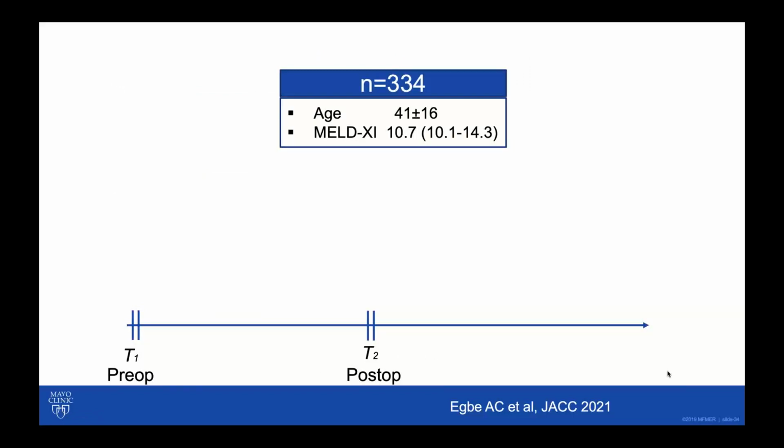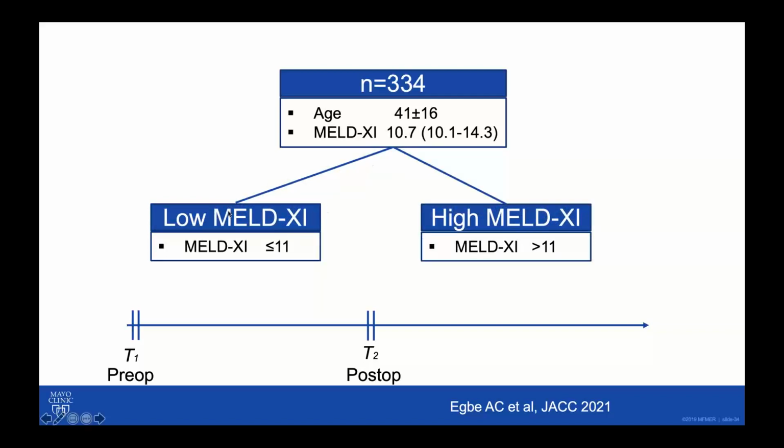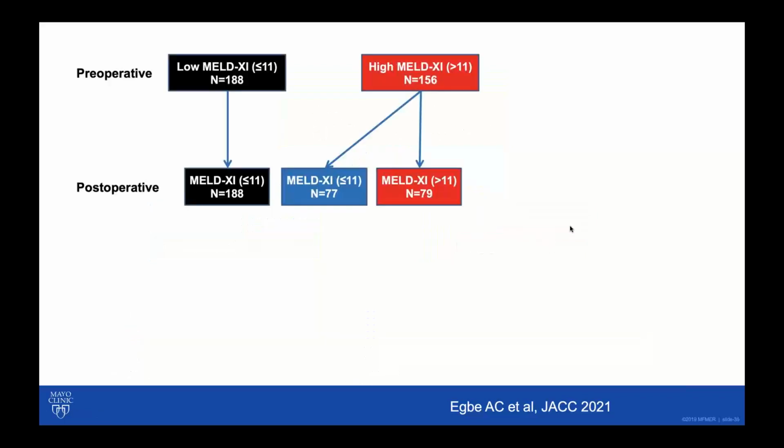So now let's look at what happens when we as physicians intervene, or the surgeon intervenes, in the patients. So we looked at a different subset of patients, 334, and we measured their MELD XI score at baseline, which is the last test before surgery, and post-op, minimum of 1 year post-op. So at baseline, we divided them into low and high, similar to what I showed you initially.